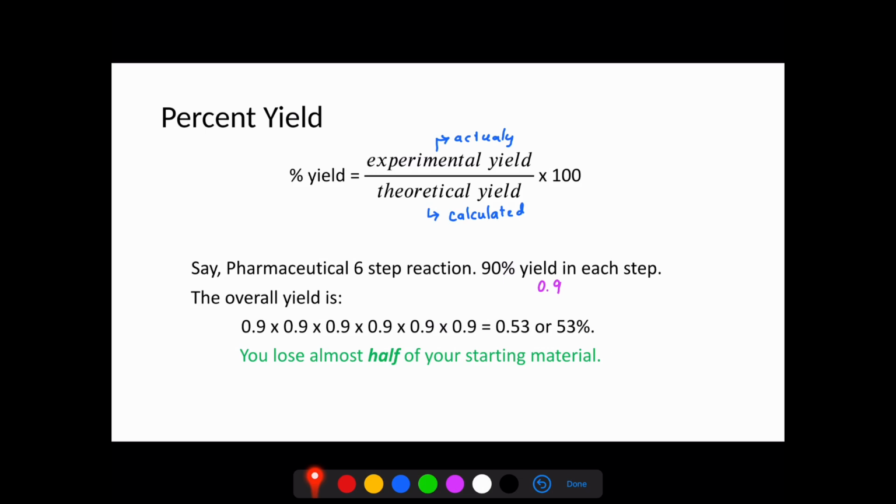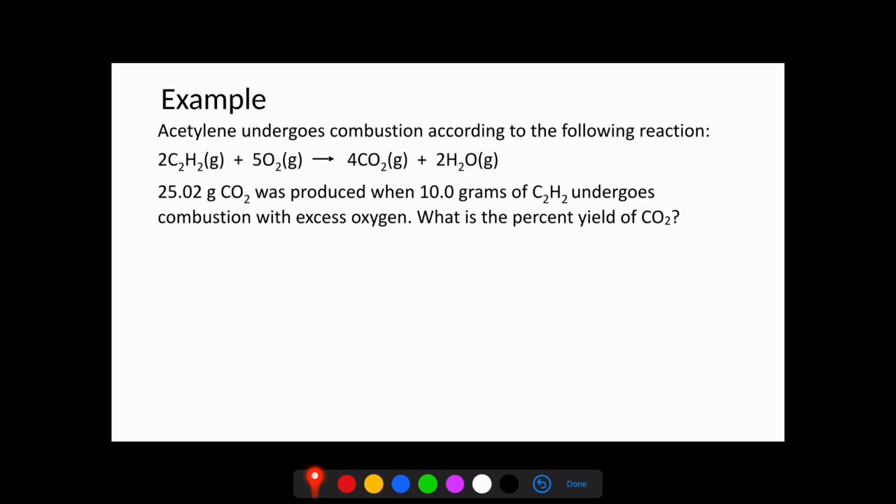So here's a sample problem on percent yield. Here's a reaction: this is acetylene undergoing combustion to produce carbon dioxide and water. So the problem says 25.02 grams of CO2 was produced. So this much was produced when 10 grams of acetylene undergoes combustion. They provided you a value for how much CO2 you got. So that's the actual yield. This is what has been produced. So I can say this is my actual yield of CO2.